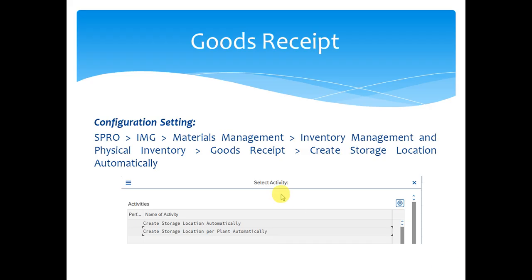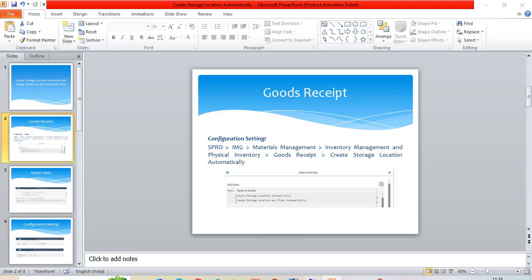If you follow this configuration path: SPRO, IMG, Materials Management, Inventory Management and Physical Inventory. Under that, go to Goods Receipt, and under Goods Receipt we have one configuration node, Create Storage Location Automatically. Under this node we need to maintain the configuration setting. So we'll check this configuration path in the system.